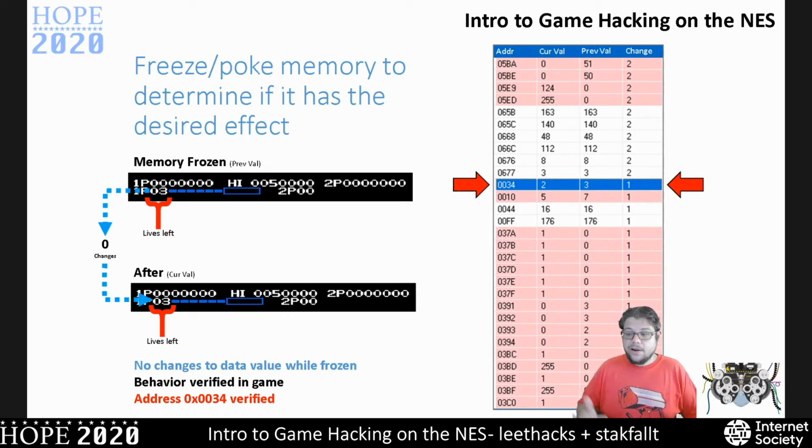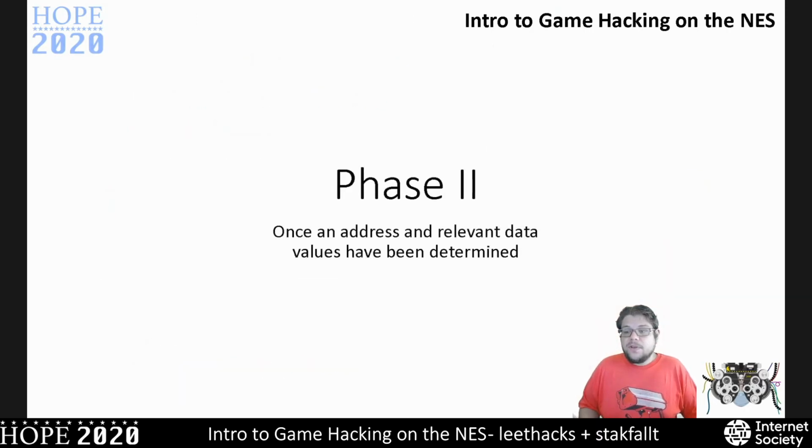We've identified where in RAM the value that we're interested in is, but we haven't actually patched this on the game cart yet. So that's going to be phase 2. So we now know where in RAM the value of interest is. So what we're going to do is move into phase 2. Once an address and relevant data values have been determined, we can now move on to the write breakpointing aspect.